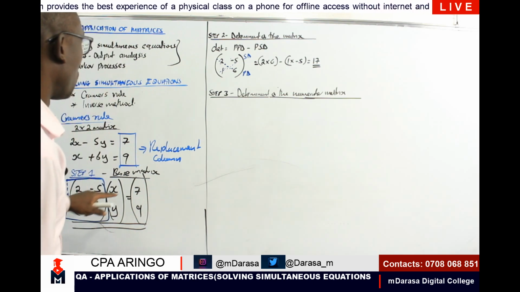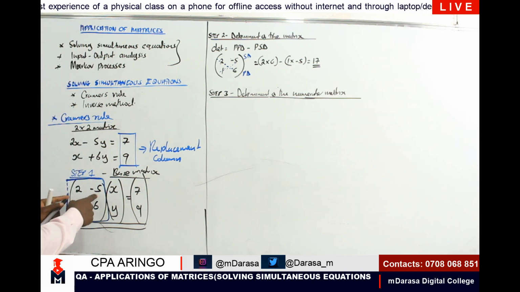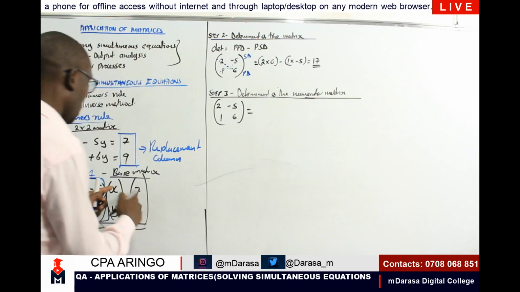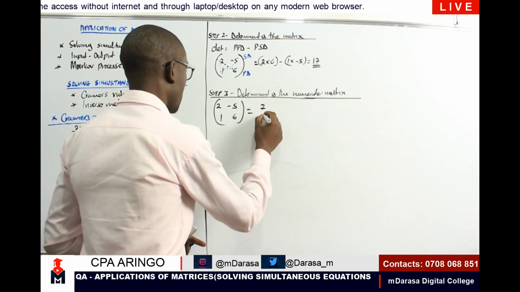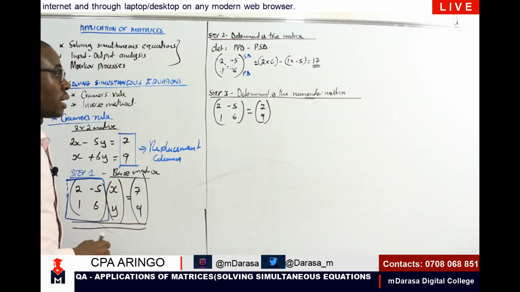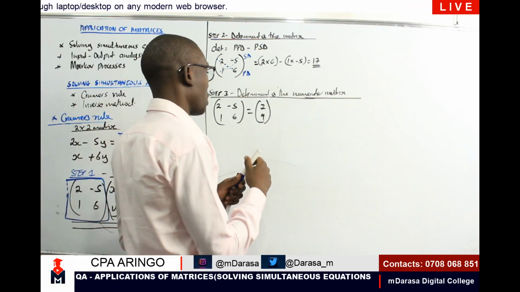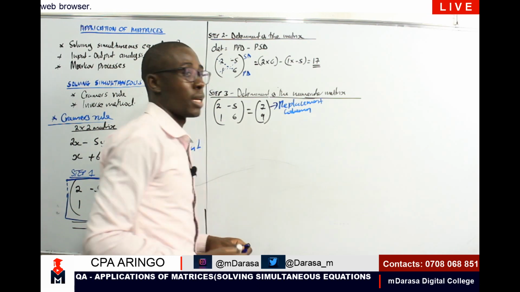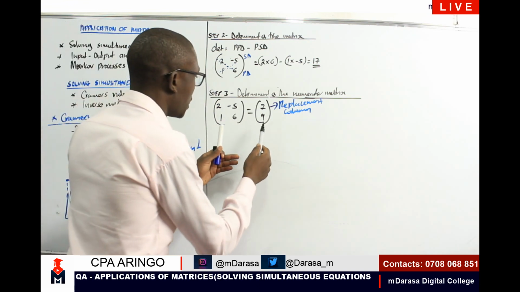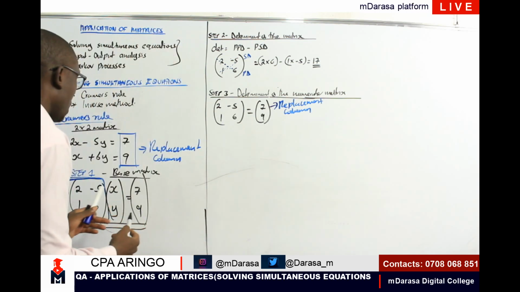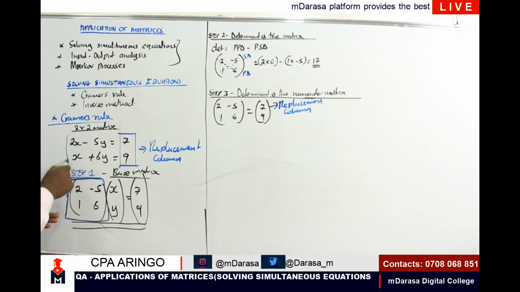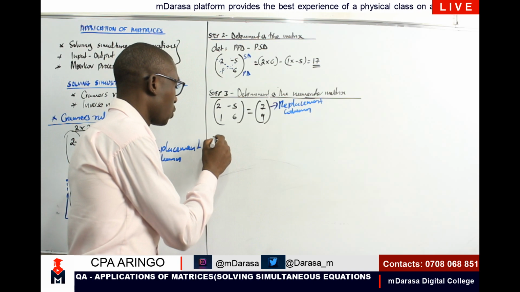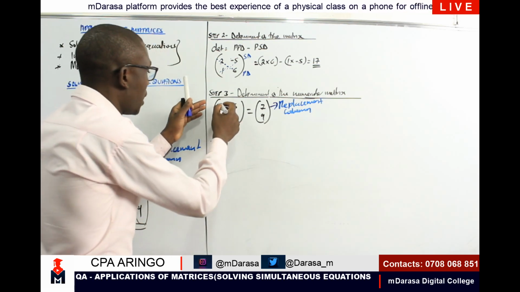Take for example this case. I'm having our matrix. Remember what we had here? We had 2, negative 5, 1, 6. Ignore x and y. In this case, we should be having 7, 9, right? So this is what we have as our replacement column. Now we can agree that 2 and 1 are our values of x and these are our values of y. If we want to determine the value of x, what you are going to do is to replace the values of x with what?